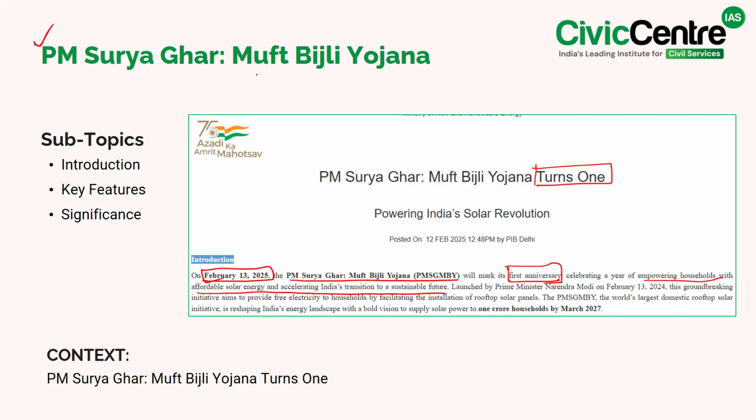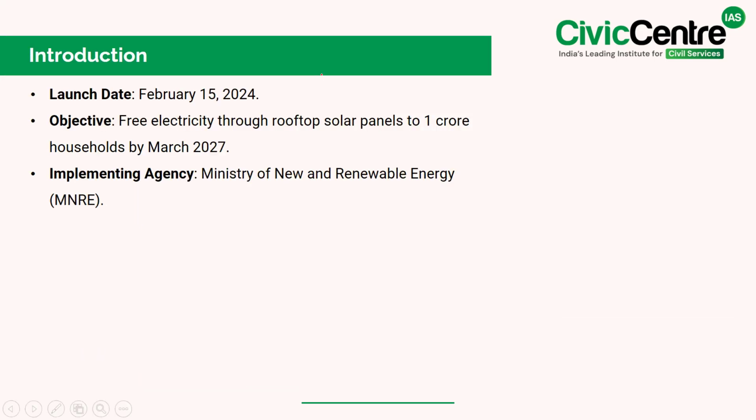The scheme was officially launched on February 15, 2024, with the primary objective of providing free electricity through rooftop solar panels to 1 crore households by March 2027. And to implement this ambitious project, the Ministry of New and Renewable Energy has taken charge of its execution, ensuring efficient rollout and accessibility to beneficiaries across the country.